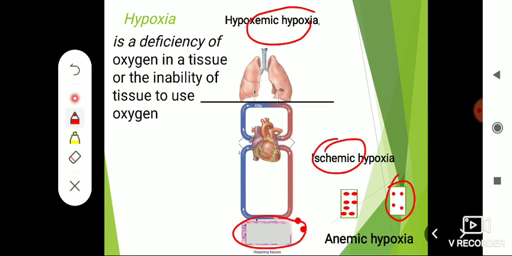Now the next category is where everything is perfect: oxygen in the atmosphere is good, circulation is good, transport is good, but at the tissues there is some problem. So the tissues are unable to utilize oxygen, so it is called histotoxic hypoxia. This is the fourth category.